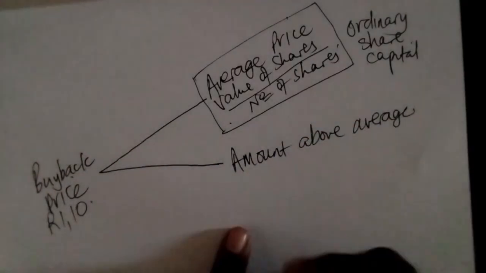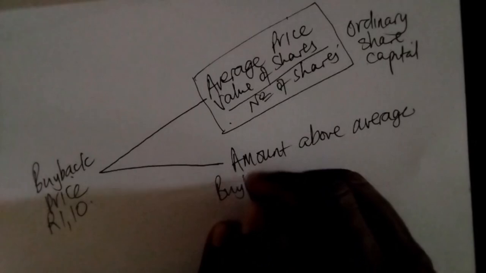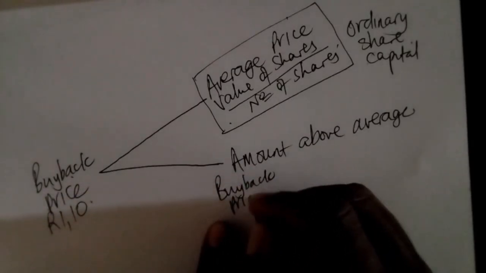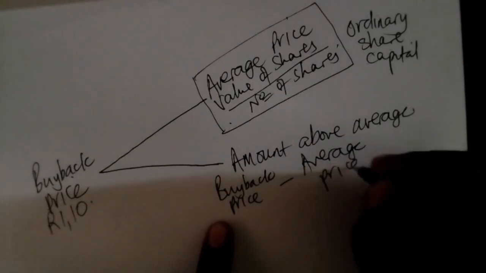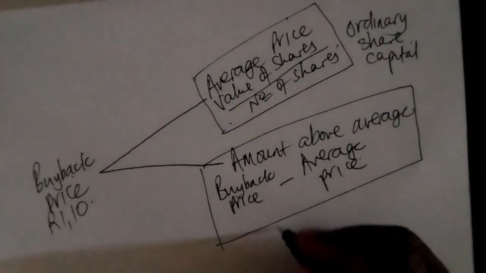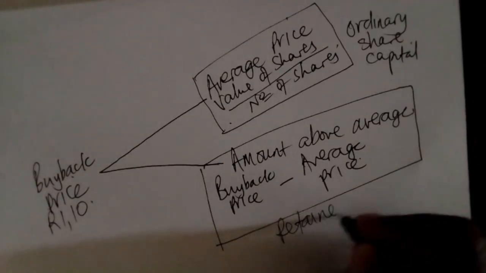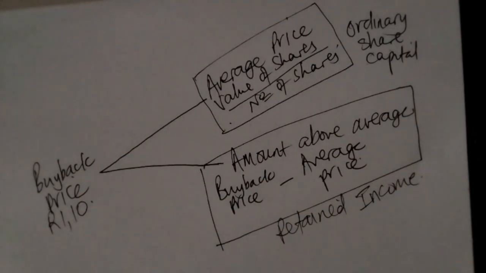Now, the amount above average is the difference between the buyback price minus the average price, right? What you get here will then be used when you're preparing your retained income. So what you do now is you are told that these shares were bought back at 110 cents, which is R1.10, but they were 144,000.